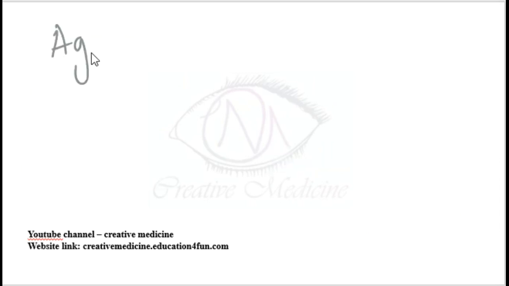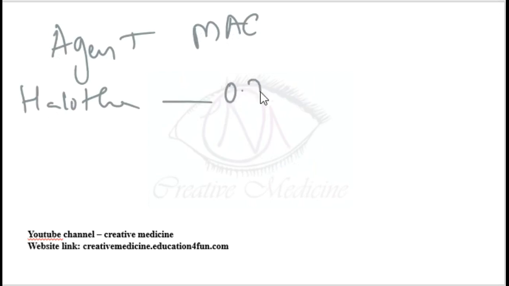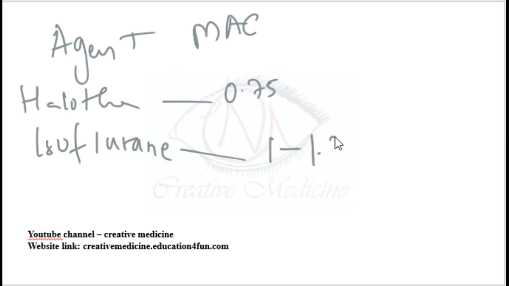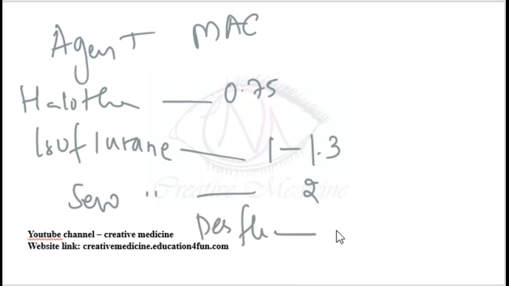So, agents and their minimum alveolar concentration. Halothane has a minimum alveolar concentration of 0.75. Isoflurane has a minimum alveolar concentration of 1 to 1.3. Sevoflurane has a minimum alveolar concentration of 2, whereas desflurane has a minimum alveolar concentration of 6. Nitrous oxide has a minimum alveolar concentration of 104.